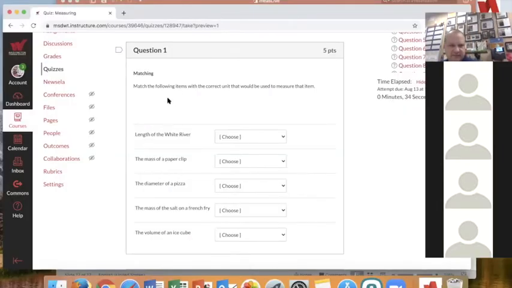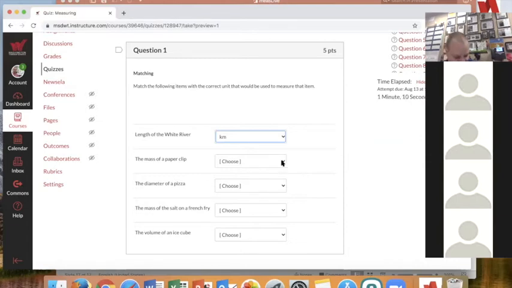So our first question, match the following items with the correct unit that would measure them. Length of the White River. A river is big, and we want to know how far. So it's going to be one that ends with meters. So I really only have 2 choices, centimeters or kilometers. Centimeters is small, and kilometers is big. So my correct answer here is kilometers.